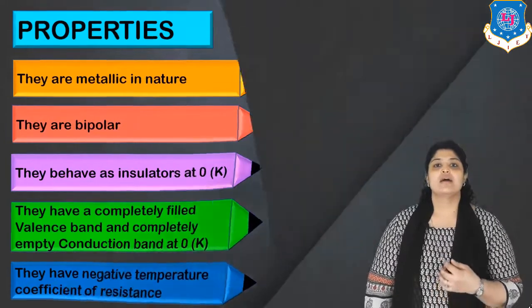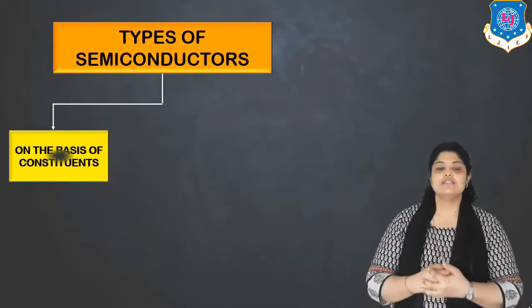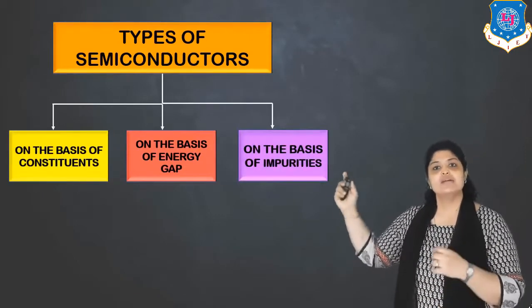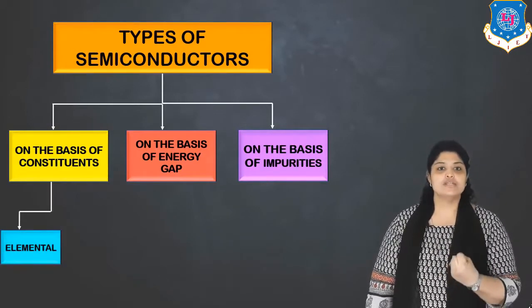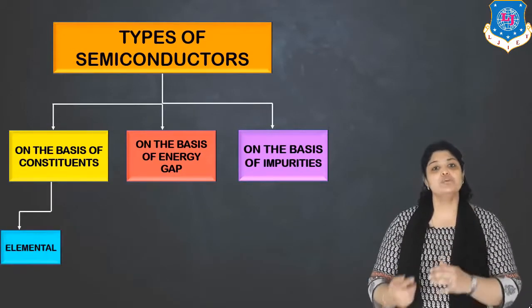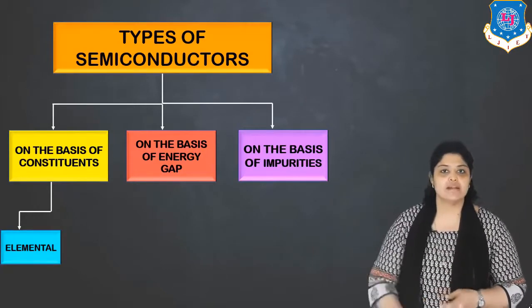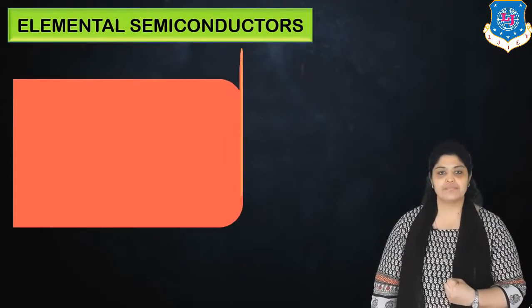Let's see what are the types of semiconductors. They are classified on the basis of constituents, on the basis of energy gap, and on the basis of impurities. On the basis of constituents, we have again two categories. The first one is elemental semiconductors. Let's see what elemental semiconductors are.